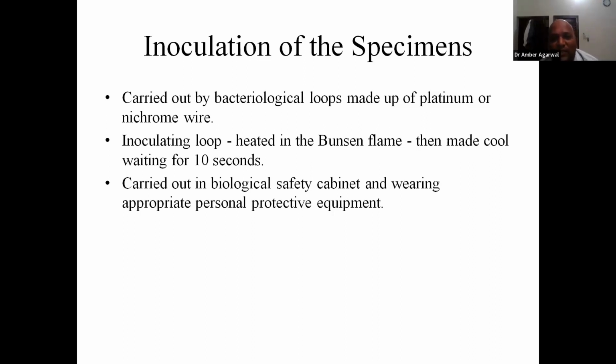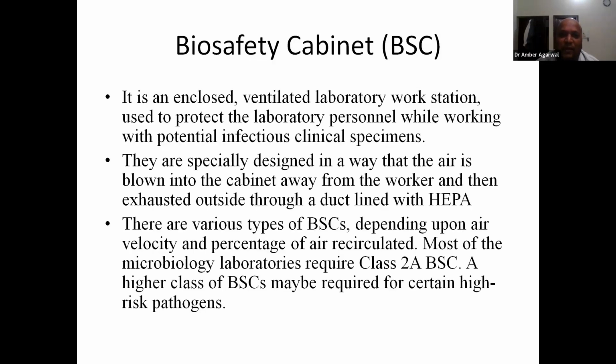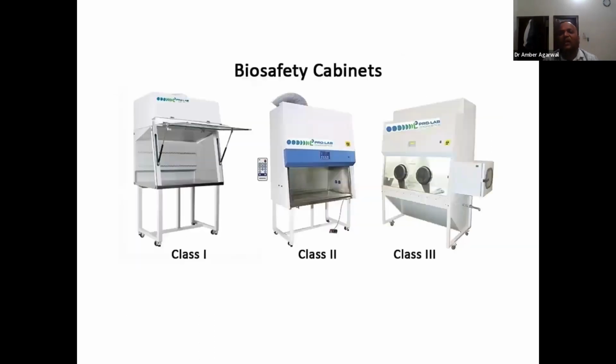Okay. Now what happens is you take the loops, which are made of platinum or nichrome wire, and first you heat it, then you cool it, and then you take the sample and plate it in the media in a zigzag manner. And all of these things should be done in a biosafety cabinet. Now, biosafety cabinets are of different types. These are class 1, class 2, and class 3.